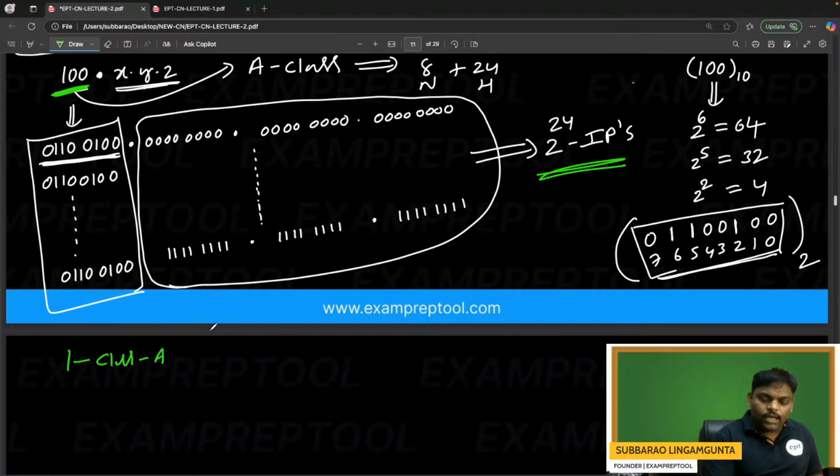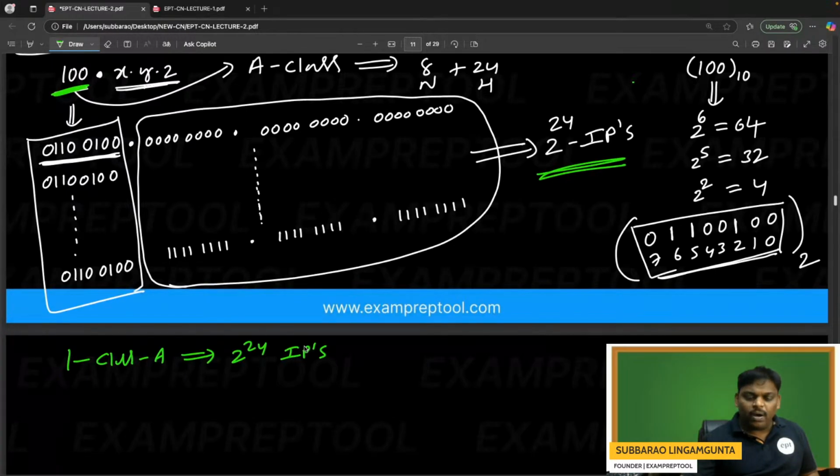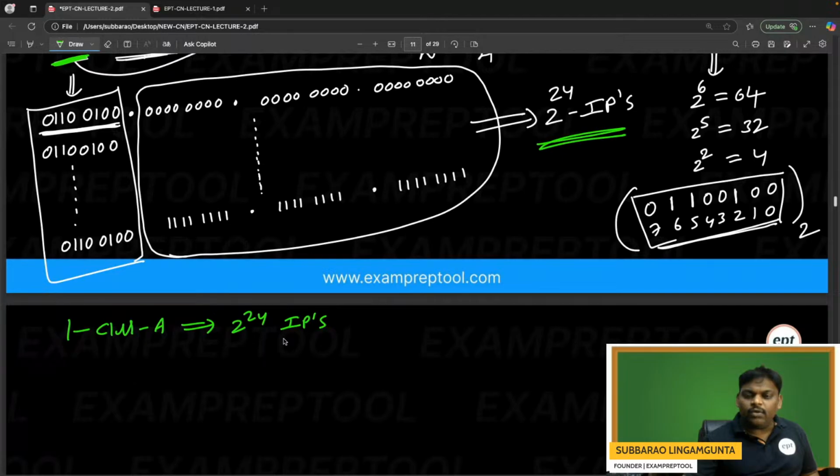One class A network contains 2 power 24 IPs. One class A network contains 2 power 24 IPs means definitely every IP has 32 bits, right? Every IP needs 32 bits. IP means 32 bits. 2 power 24 IPs, okay, but every IP contains 32 bits. Remember, IP means 32 bits.